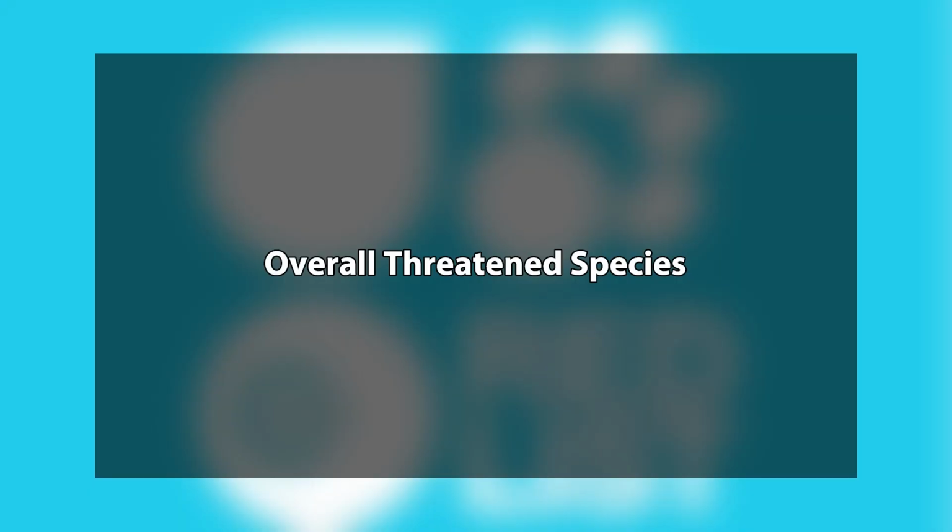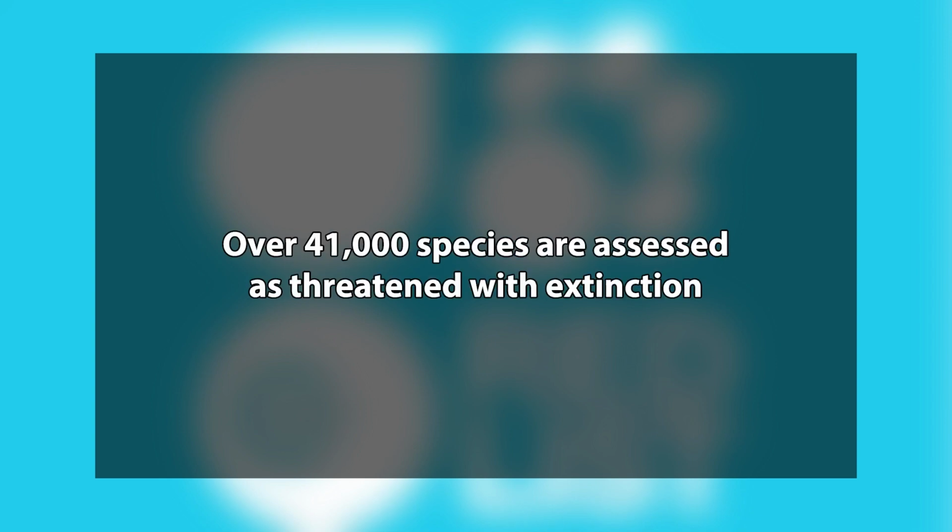As of 2023, over 41,000 species are assessed as threatened with extinction, that is almost 28% of assessed species. This includes mammals, birds, amphibians, fish, and plants. Then we have mammals. A significant percentage of mammals are facing extinction, with nearly 25% of species classified as threatened. Many iconic species such as tigers, elephants, and rhinos are in peril due to poaching, habitat loss, and human-wildlife conflict.